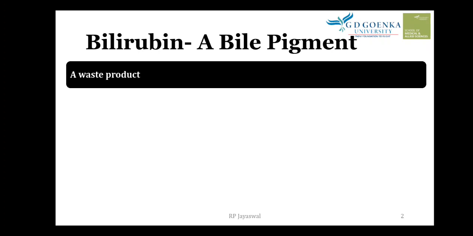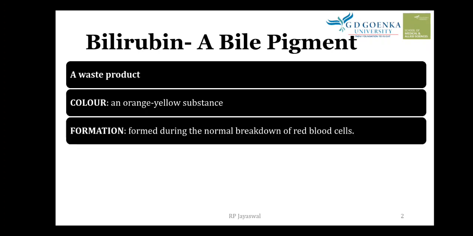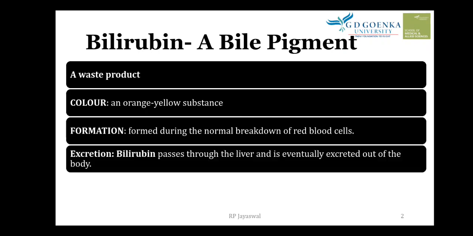Bilirubin is a waste product which is not required by our body, and its color is orange-yellow. The formation of bilirubin takes place because of the normal breakdown of red blood cells. Excretion of bilirubin occurs when it passes through the liver, is metabolized there, and is eventually excreted out of the body.